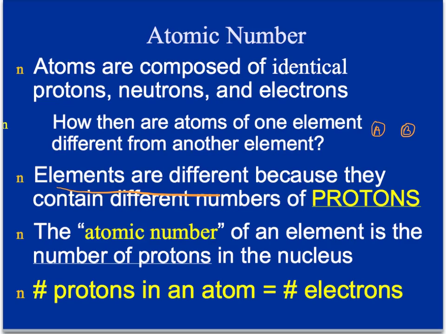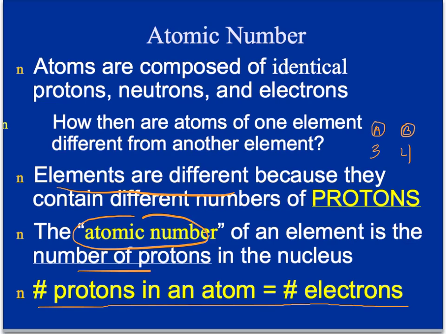Elements are different because they contain a different number of protons. So I might classify element A as having 3 protons, and element B might be classified as having 4 protons. So the atomic number of an element is also the number of protons in the nucleus. We discussed in class that the number of protons in an atom equals the number of electrons as well. So the atomic number is equal to the number of protons, and this number of protons can also tell us the number of electrons in a neutral atom.